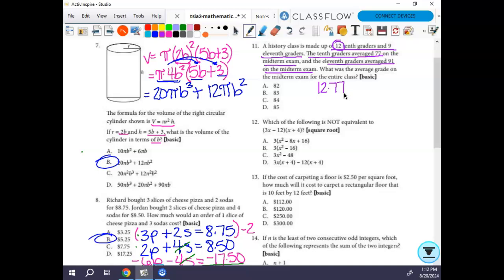And then for the 11th graders, it was 91. There were 9 11th graders. So I add that to 9 times 91. Is that right? My numbers are right. If I add that up, that gives me the total of everybody's grade. Does that make sense to you? That's everybody's. So then if I want the actual average for the entire class, what would I divide that by? 21, because there are 21 students, 12 plus 9, and I get 21 right there.